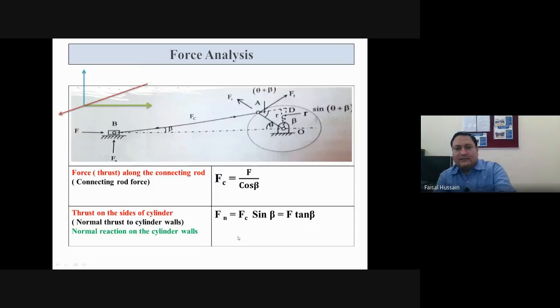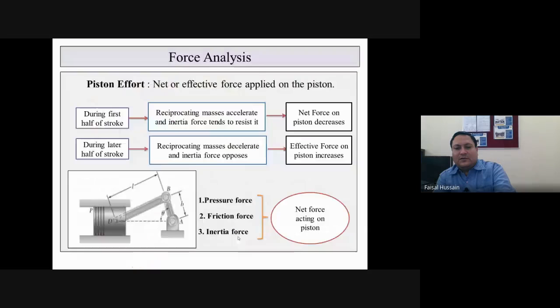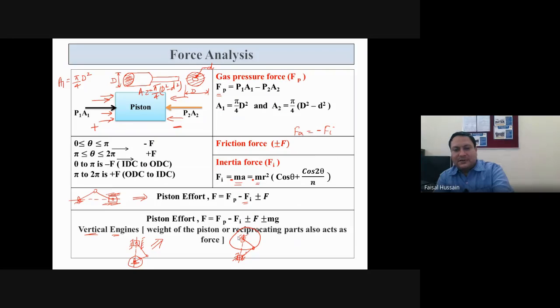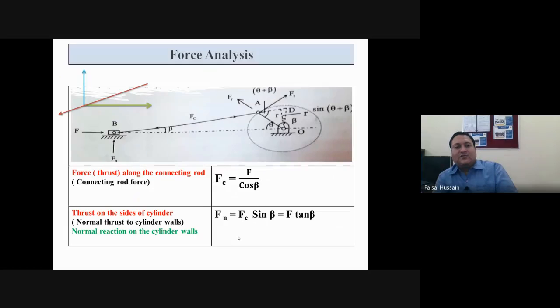So here we have seen the piston effort. Piston effort is Fp minus Fi plus minus F. Now we will see force or thrust along the connecting rod, and second, thrust on the sides of the cylinders. Okay. So in this diagram, again, single cylinder reciprocating steam engine. This is your crank. This is your crank pin. Connecting rod. Here the force.